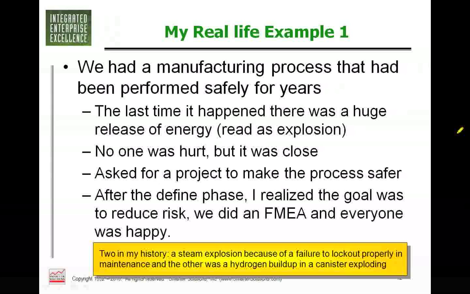Okay, this is a couple of examples from Rick Haynes' real life situation. In his past life, he had a couple of explosions. One was a hydrogen buildup in a canister that exploded. They had been doing this for many eons, and fortunately no one was hurt. Then they looked at a project to make it safer, so they started looking at risks of what could go wrong, and used an FMEA to identify what could go wrong and how to change the handling of that particular device.